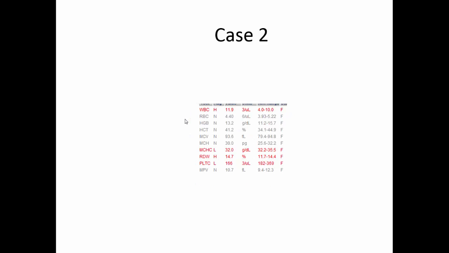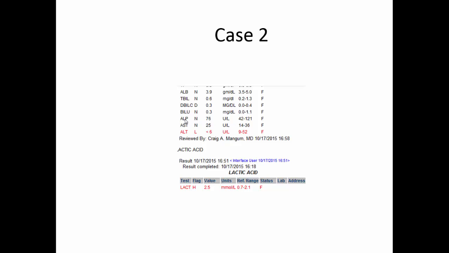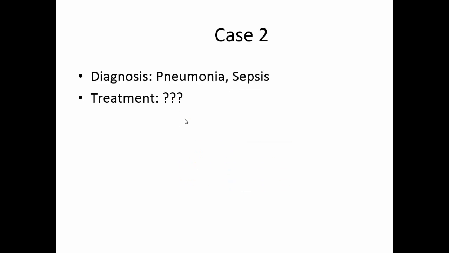White blood cell count elevated. Liver functions are normal. That'd be another thing we'd look at for signs of organ damage. Lactic acid is 2.5, so not greater than 4, but higher than the normal range here.